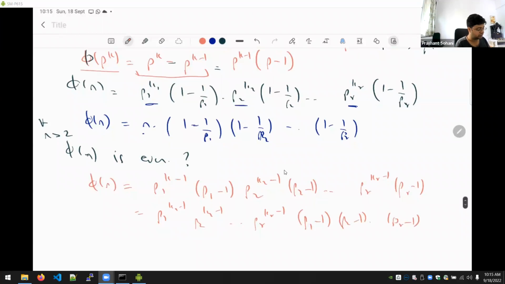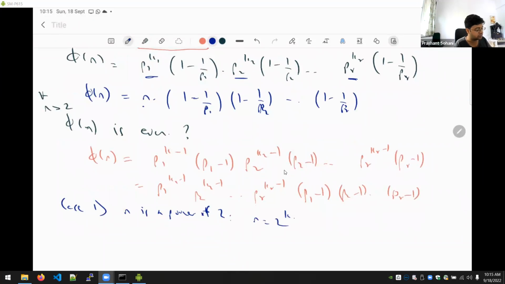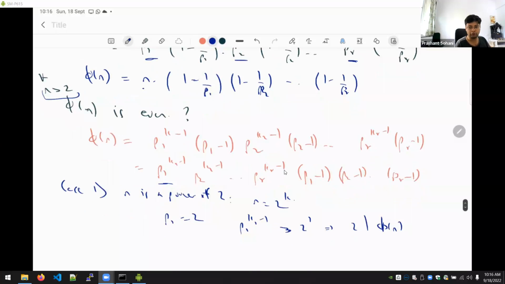Okay, so now there are two possibilities. Case 1, n is a power of 2. In that case, what will happen? That basically n is nothing but 2 raised to k for some number. So in this product, only one term is there. And that is why I think n greater than 2 is required. If n is greater than 2, what is guaranteed is that p1 is equal to 2. So p1 raised to k1 minus 1 will be guaranteed to be equal to or greater than 2 raised to 1, which means that 2 divides phi of n.